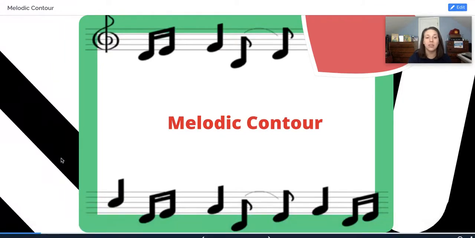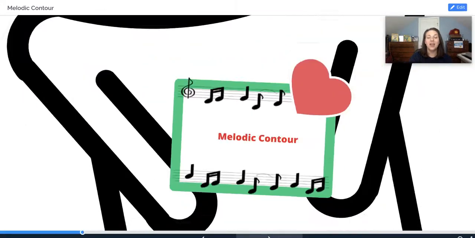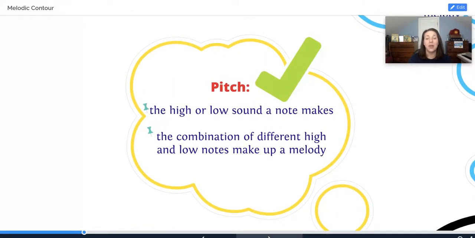So melodic contour is something you have been listening to and paying attention to your entire musical career, but you just didn't know what it was called. Melodic contour is all about the pitch. Now remember, the pitch is the high or low sound that a note would make. If you're singing up here, you have a high pitch, and if you're singing down here, you have a low pitch. And the combination of those pitches makes up a melody. So think of the word melodic and melody.